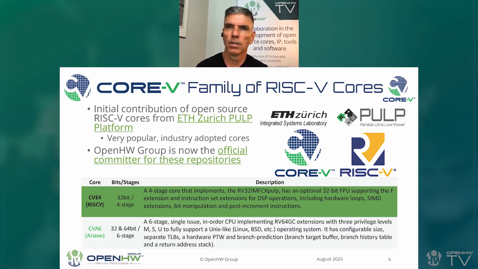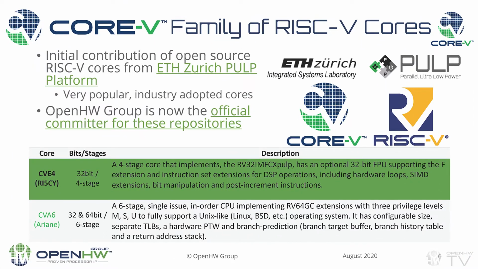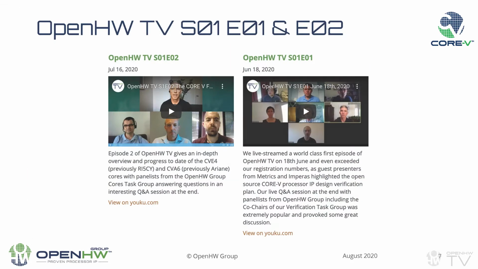So in particular, the RISC-V core, which we now call the CVE4, a 32-bit 4-stage embedded class core, is one of the projects that we have underway. And then Ariane, now called the CVA6, with both a 32-bit option and 64-bit option, 6-stage application class core capable of running Linux.